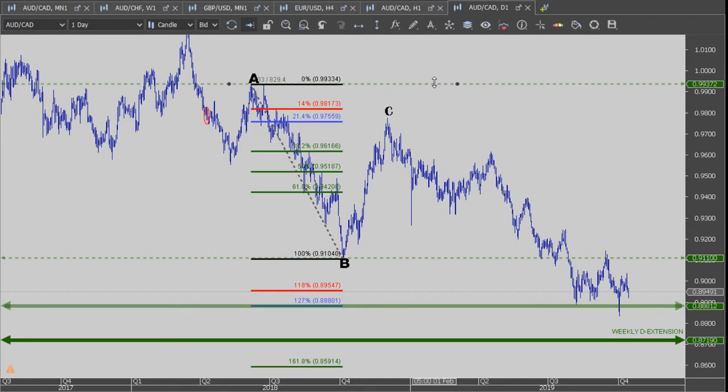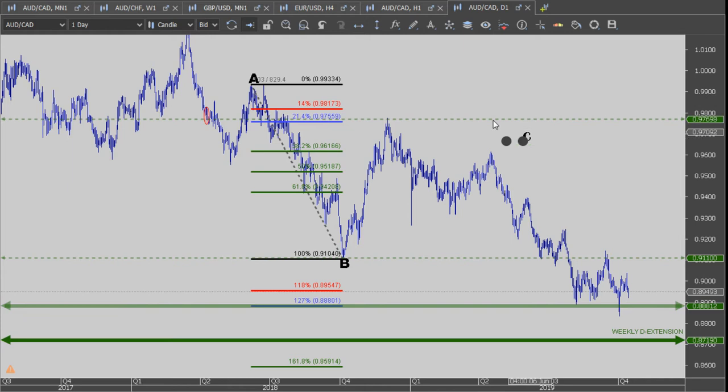Victor is asking, what about if the bias is long and the structure comes from top and we have a small structure? The answer is just follow the rules, Victor. Okay, Victor, just follow the rules.